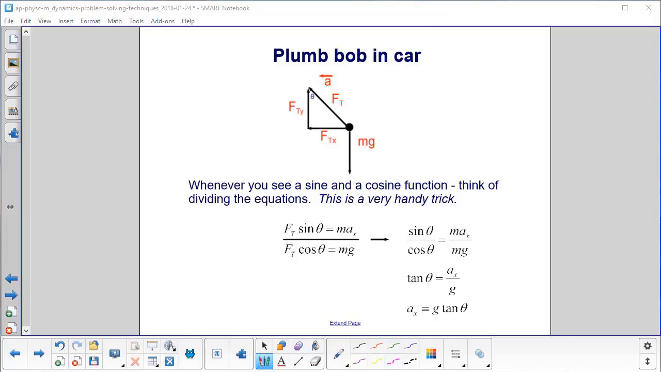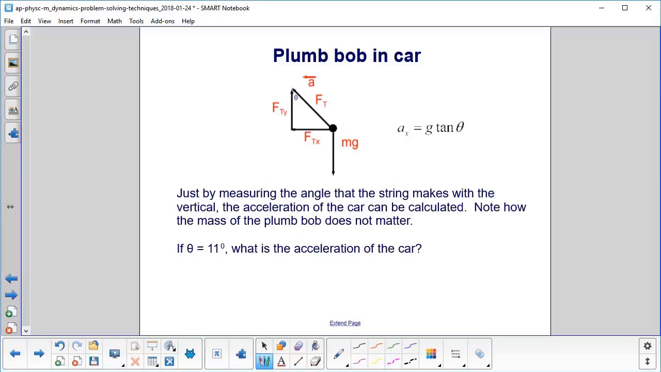So whenever you see a sine and a cosine function, try and get it so you're dividing them. Okay, because then you can get rid of sine and cosine, it turns into tangent theta. Right? That's the trig trick. And we already talked how this goes out, the mass goes out, and we now have a very nice little elegant solution here. Tan theta is the acceleration in the x direction divided by g, and the acceleration in the x direction is g times tangent theta.